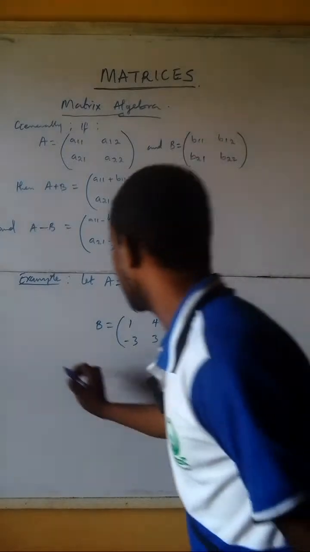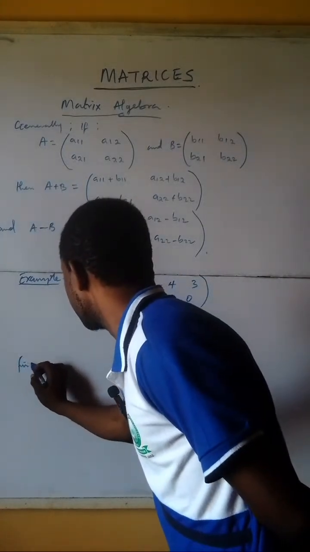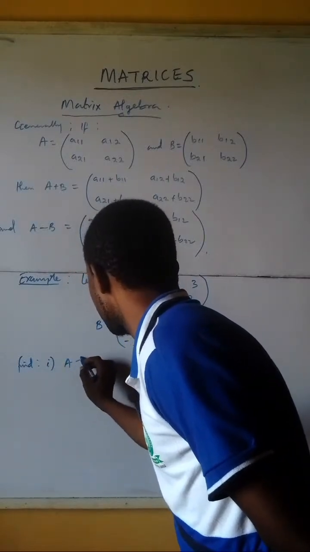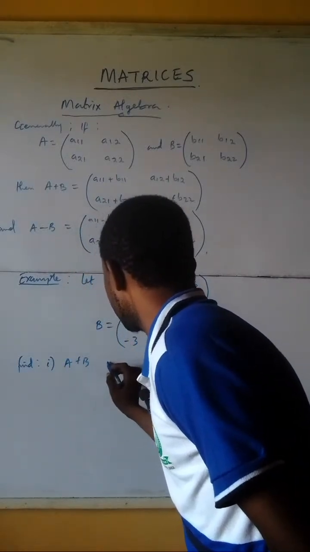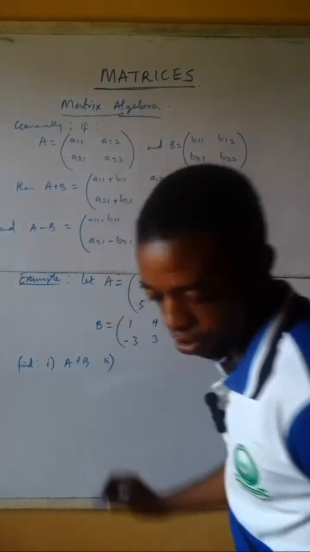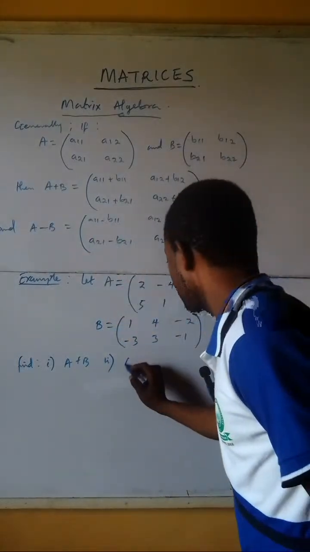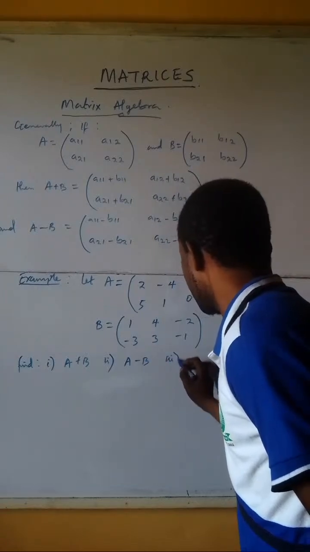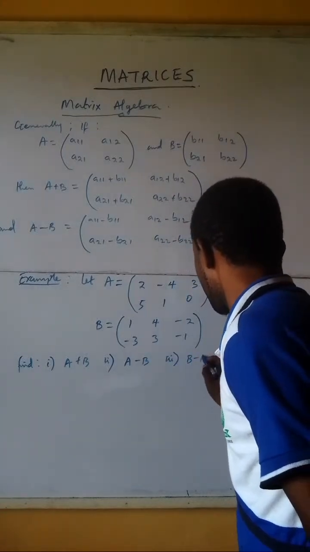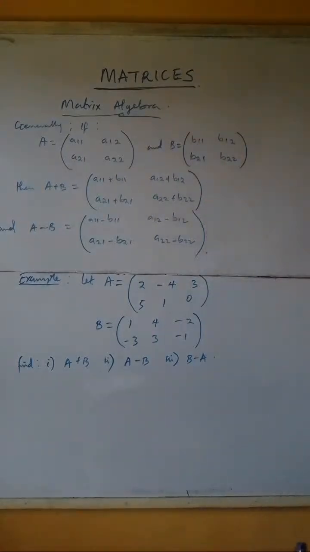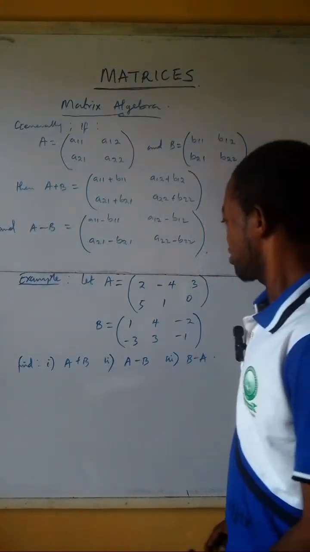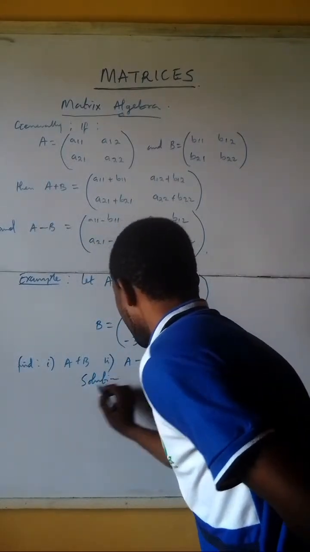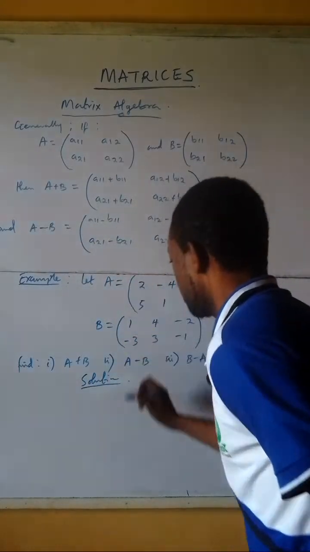Find, number 1, A plus B. Then number 2, find A minus B. Then number 3, find B minus A. Now, solution from here: since we have matrices, we just add the corresponding elements.